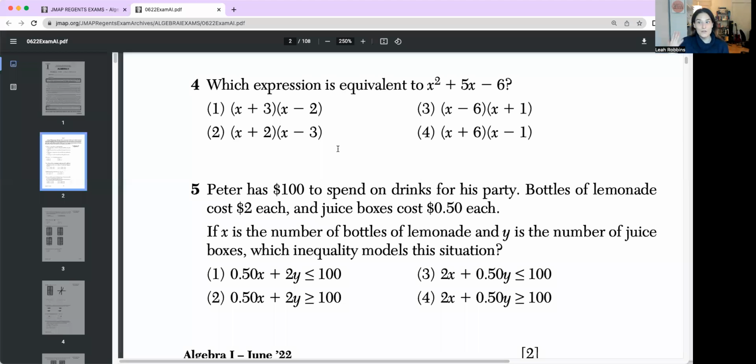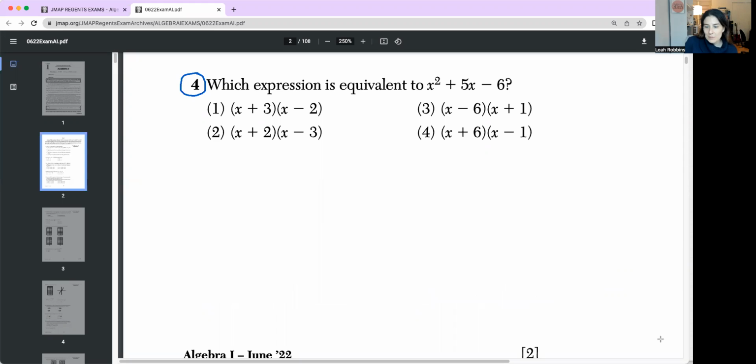I'm just taking this from the June 2022 Regents exam. So that was the test that was given in June 2022. And let's take a look. Today we are just going to be looking at question number 4, which says, which expression is equivalent to x squared plus 5x minus 6? So typically speaking, we would approach this by doing a method of factoring.